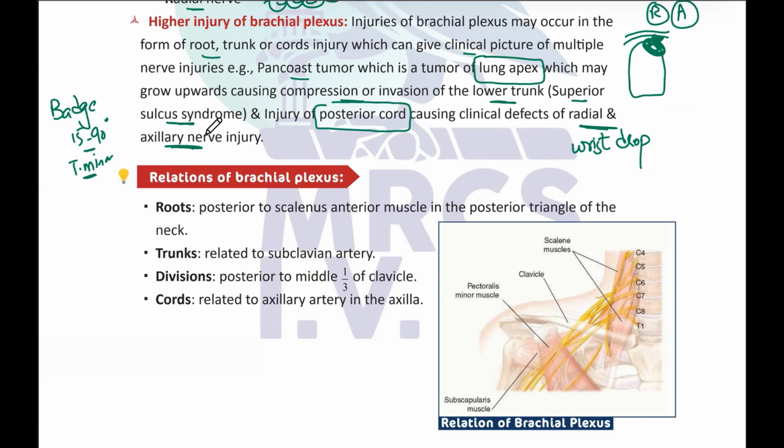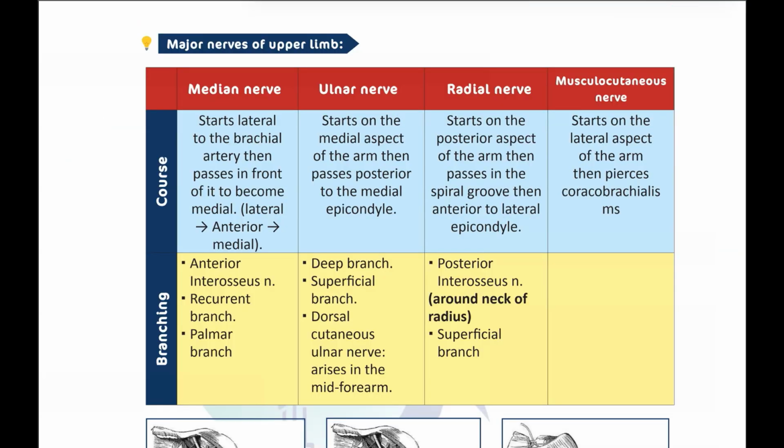We have discussed these relationships before. The roots are posterior to the scalenus anterior muscle in the posterior triangle of the neck. The trunks are related to the subclavian artery, the divisions are posterior to the medial third of the clavicle, and the cords are related to the axillary artery. Now we will discuss the major nerves, the terminal branches from the brachial plexus.